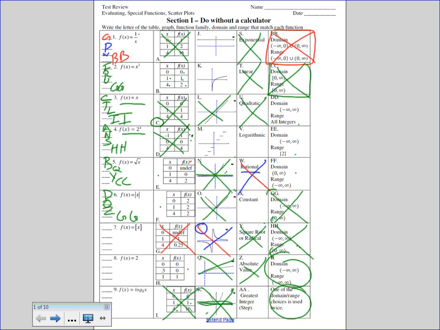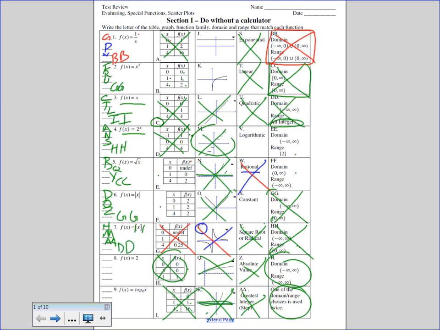This is the greatest integer function, which is AA. It has that weird step graph. We need something where, when we put in a fraction, we get the next greatest integer, so that's here at H. And it has a weird range, in that the range only outputs integers.